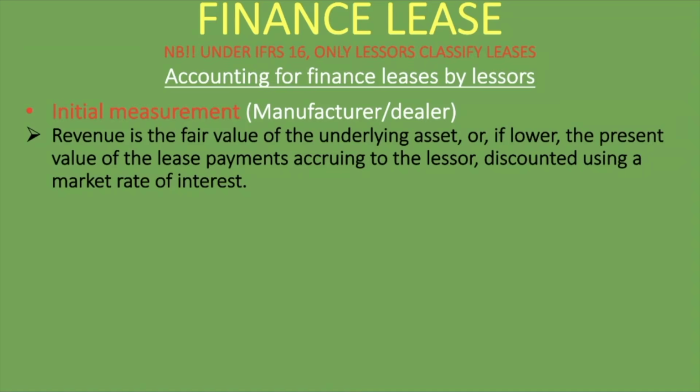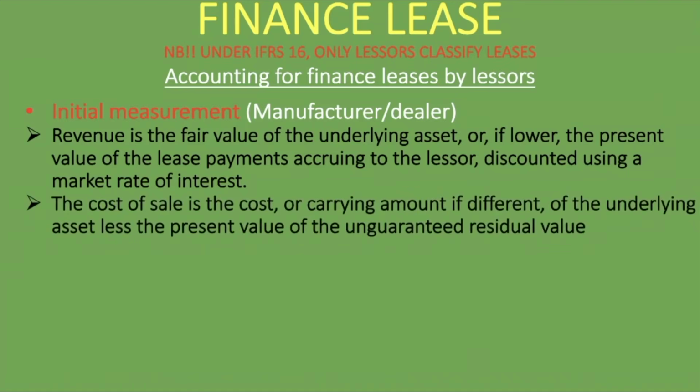We're going to recognize revenue that the lessor is going to receive, but it's measured at fair value of the asset. But if it's lower than the present value of the lease payments due to the lessor, and we're discounting that at the market rate of interest. Now that makes much more sense when we go through examples. So like I mentioned, you'll find the links in the description below.